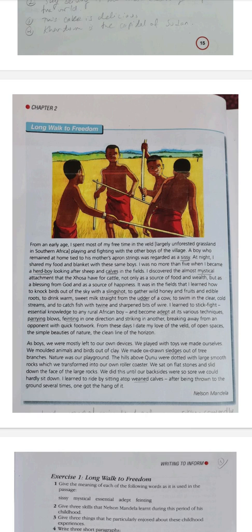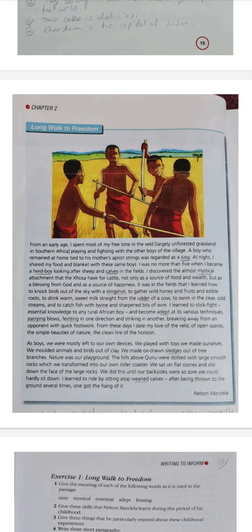Nature was our playground. The hills above Qunu were dotted with large, smooth rocks, which we transformed into our own roller coaster. We sat on flat stones and slid down the face of the large rocks. We did this until our backsides were so sore, they hurt us so much that we could hardly sit down. I learned to ride by sitting atop weaned calves. To wean a calf or a baby is to stop breastfeeding them. So what he means by this is that they're young. I learned to ride by sitting atop weaned calves after being thrown to the ground several times. One got the hang of it.